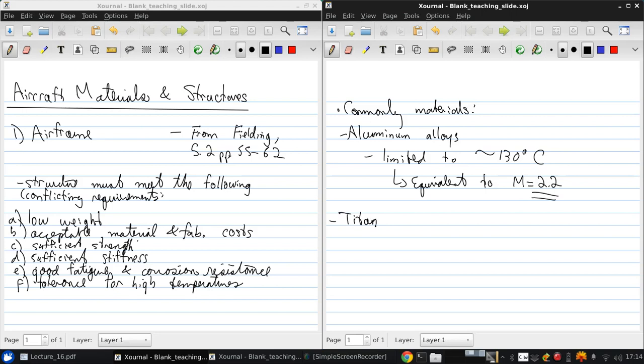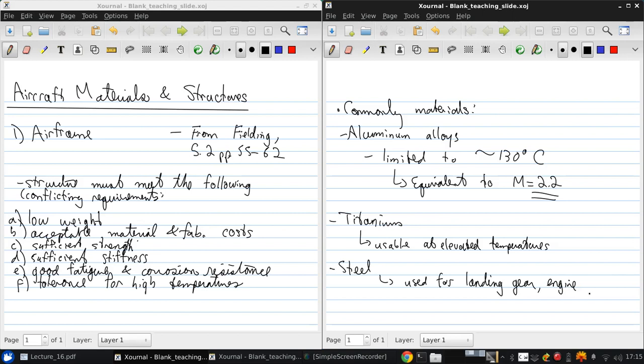Another common material is titanium. This has even better strength to weight and stiffness to weight ratios than aluminum and is usable at elevated temperatures. Unfortunately, it's expensive, so it's only used in areas in an airframe where it's really necessary, for example, firewalls. Steel is heavier, but it's good for highly stressed components and for ones that have high fatigue loads. So, it's used for things like landing gear and engine pylons. And the engine pylons are the attachment between the engine and the wing.